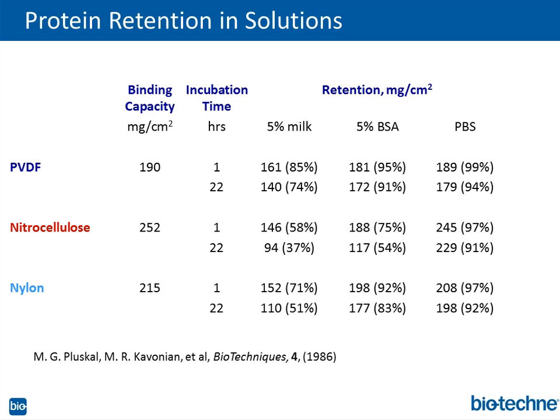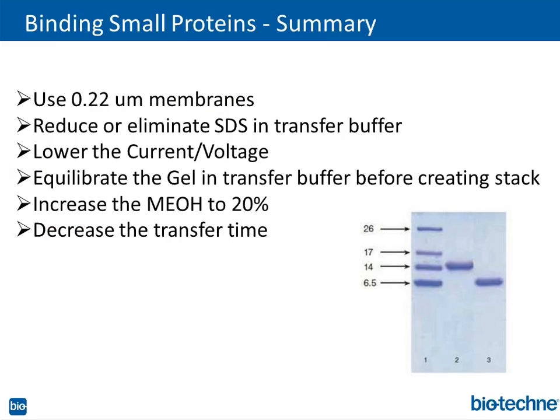Okay, so let me do a quick summary here, and I want to focus on small proteins. So I'm dealing with a 15 kilodalton protein. What are some of the things I can do? Well, I can definitely use 0.22 micron membranes. That's a necessity. I think SDS, especially with PVDF, has to be minimized because it's going to interfere with binding.